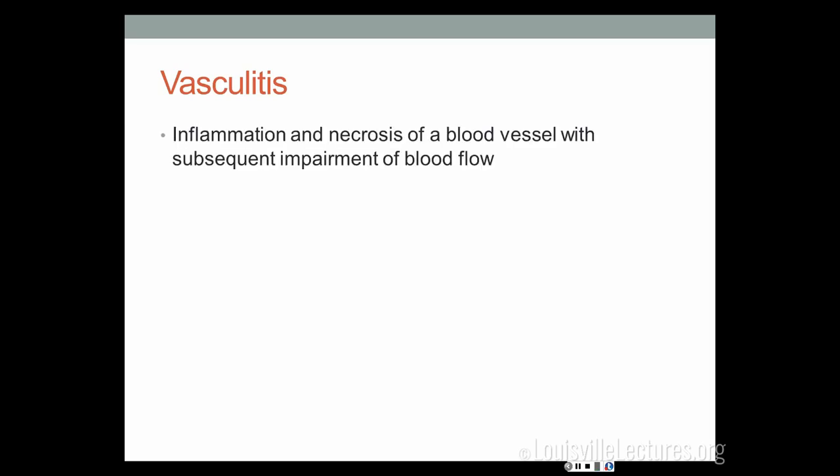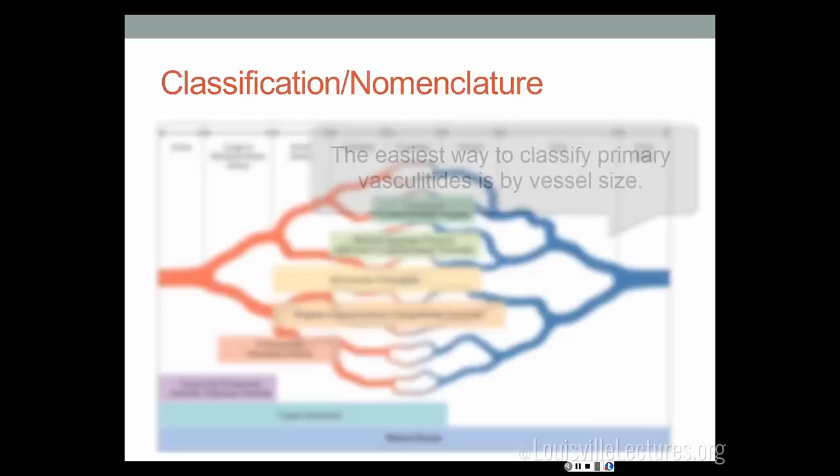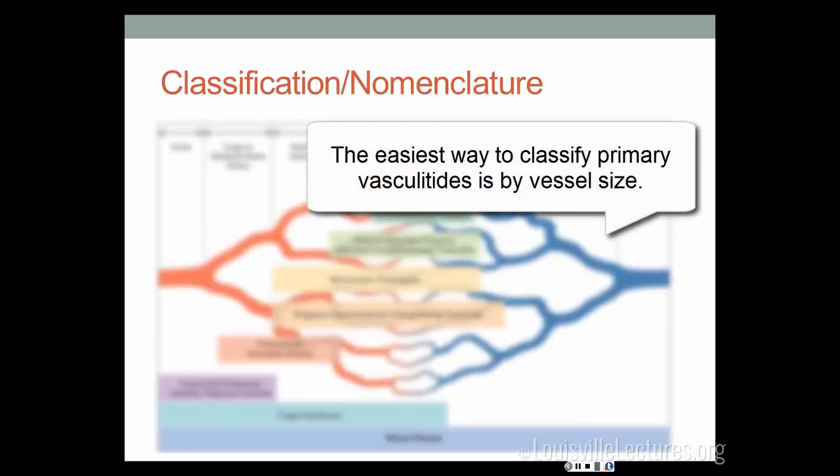So vasculitis, broadly defined, is simply inflammation and necrosis, damage of a blood vessel with subsequent impairment of blood flow. That can either be because your blood vessel ruptures and you get blood cells leaking out, and the blood can't get downstream, or a thrombosis, most typically. Thrombosis causes ischemia, infarction of dependent tissues. And these folks who get vasculitis, these vessels are never the same. Once you've had vasculitis in a vessel, that vessel is prone to get atherosclerotic disease down the road, probably due to endothelial damage.